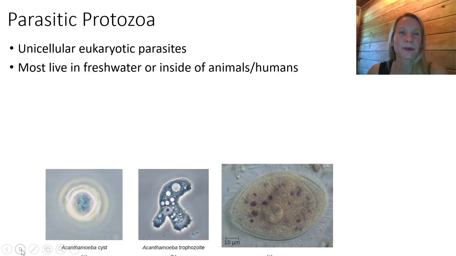Okay, where do we find these protozoans? Freshwater, lake streams, ponds, or inside of animals or humans, inside of the digestive tract, perhaps inside the reproductive system, or blood. They all act as obligate pathogens. So if they're in the body, they're not doing you any benefits. They're definitely causing harm in some way, even if the person is asymptomatic.